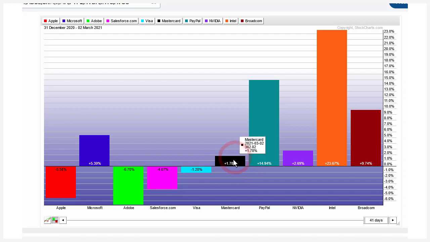And then we look at the gains. Mastercard's up a little bit, Microsoft's up a little bit, PayPal's up big, and then the 3 semiconductors are up pretty good. So semiconductors are up. This would be the electronic payments group, these 3, and then these 3 are software. So IGV is a software ETF, iPay is the electronic payments ETF, and of course SOX is the semiconductor ETF.